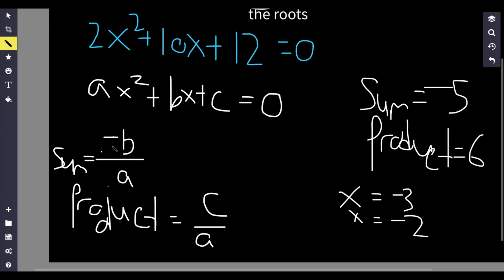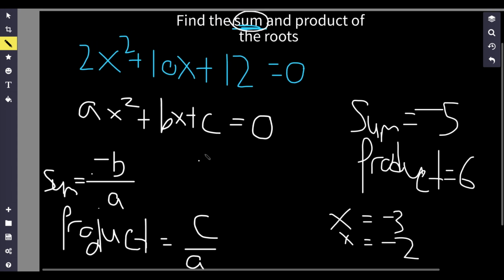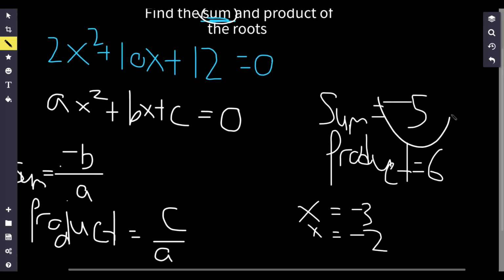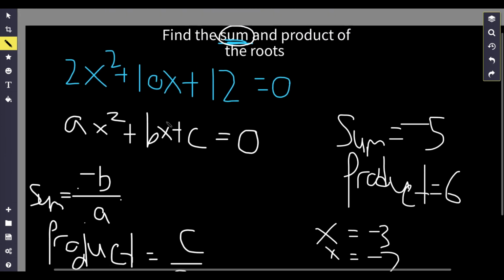These variables are represented by the coefficients. In this case, a represents the coefficient of the x squared term, b represents the coefficient of the x term, and c represents the constant. In this case, we said that the sum was -5 and the product is equal to 6. So using these new formulas, let's see if this actually works.